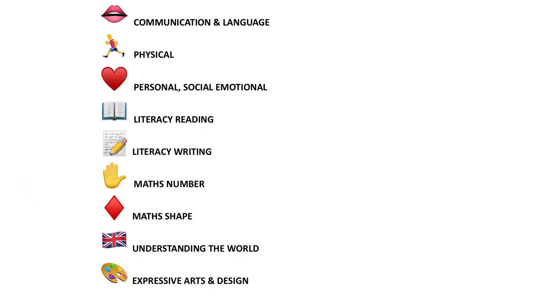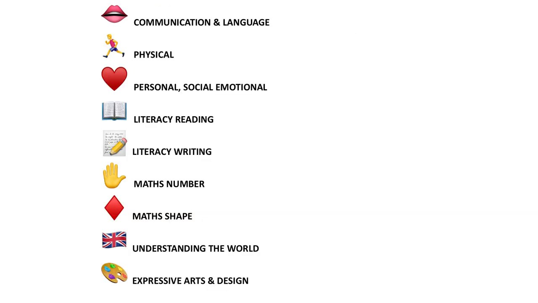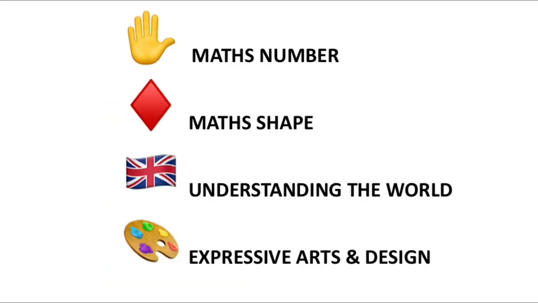So instead of writing out each area lots and lots, I just want to quickly be able to glance at my planning when teaching. I've made some emoticons. I have the lips for communication and language, a running person for physical, anything to do with personal, social or emotional, it's like a heart. We've got a book for reading. For writing, we've got a pencil. In the maths, number, we've got a child counting their fingers. For shape, we've got a diamond. Anything to do with understanding the world, we've got the flag. And expressive arts and design, we've gone for the art palette.